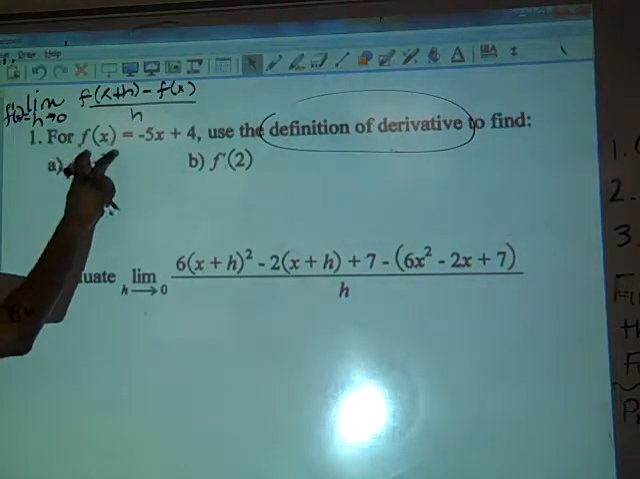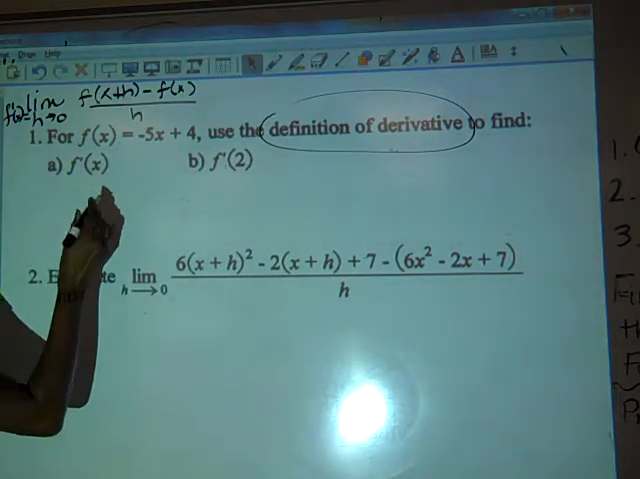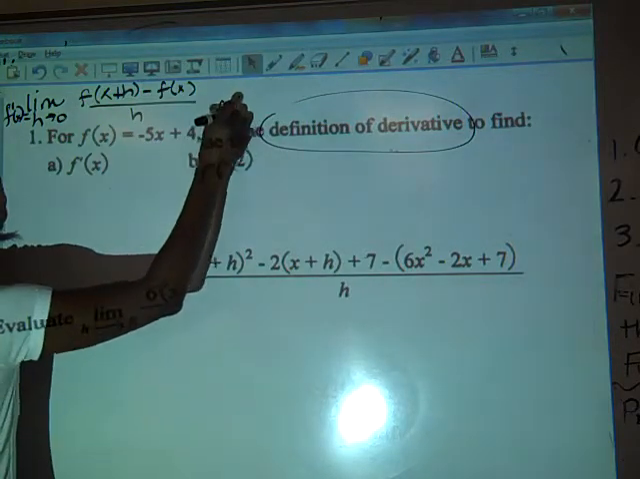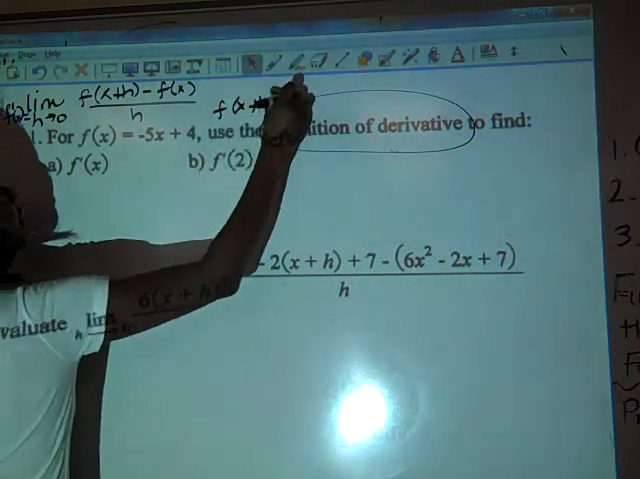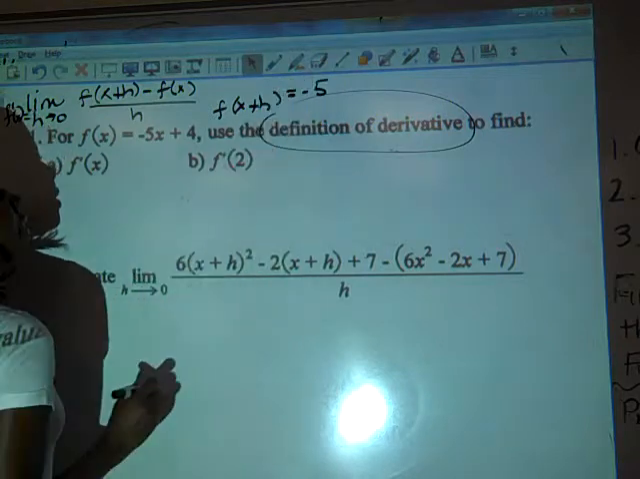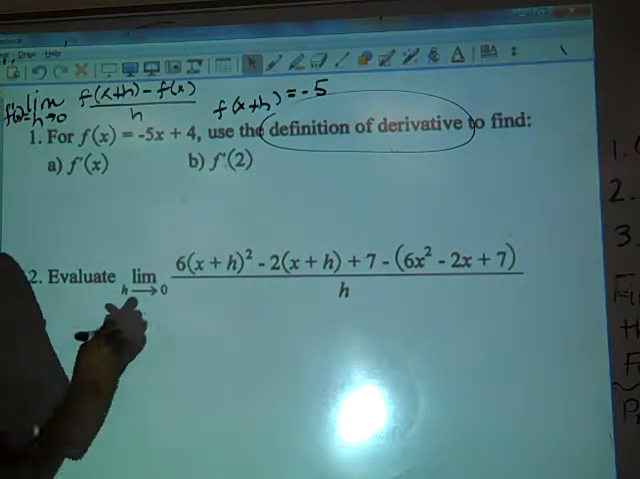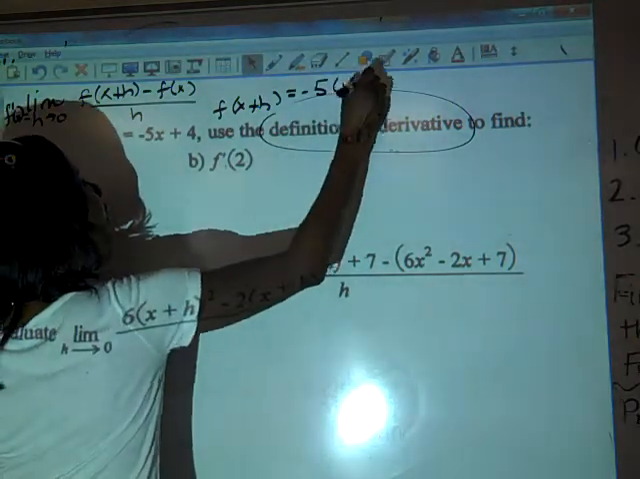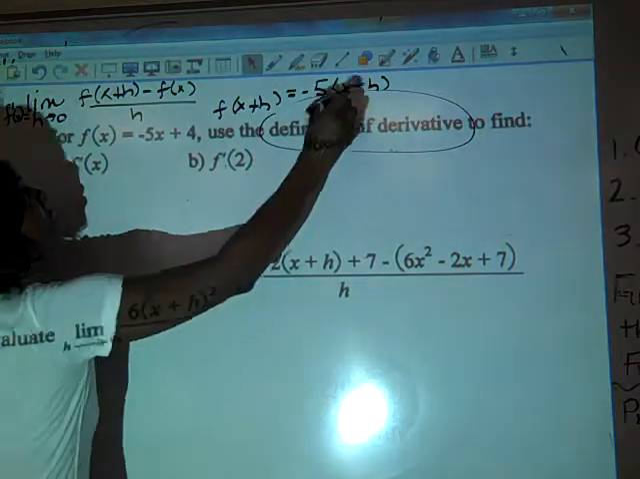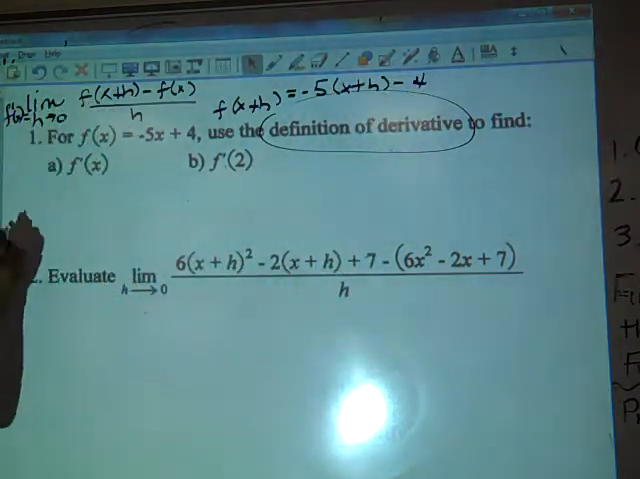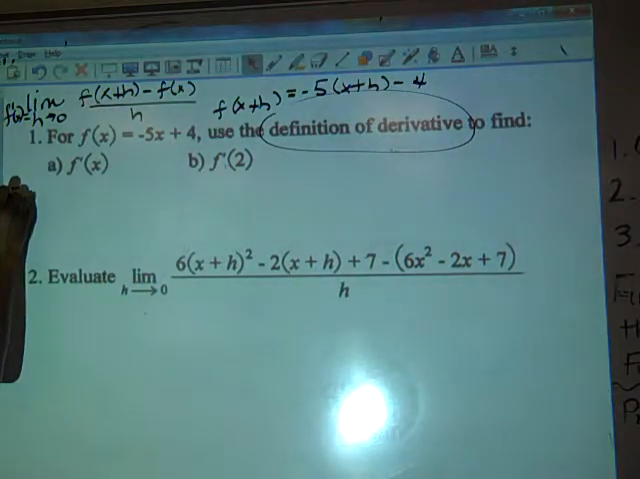So for this problem, let's go ahead and work out f of x plus h. What is it going to be? -5 times the quantity x plus h, plus 4. All right, so we're ready to find f prime of x.